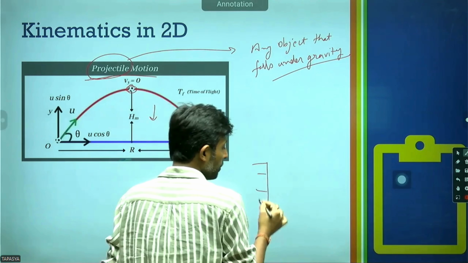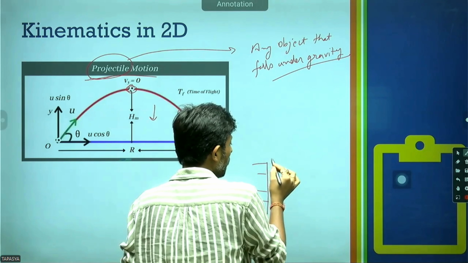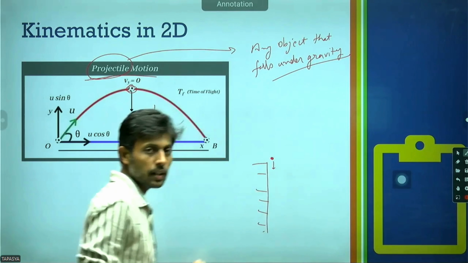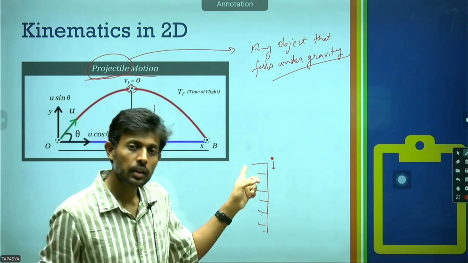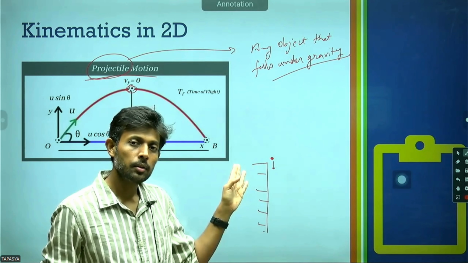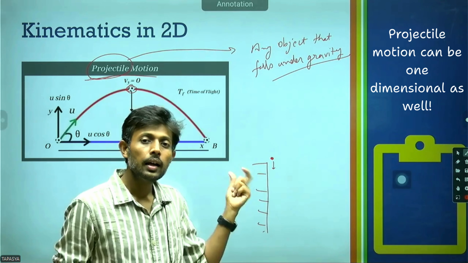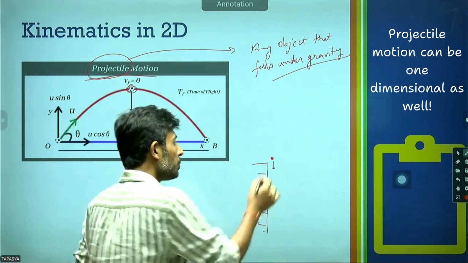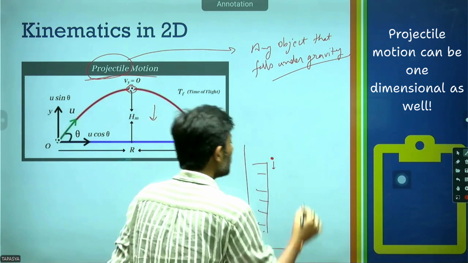So we have a big building. From the top of the building, I drop a ball downwards in this direction. Is this a projectile motion? An example of projectile motion? It is also an example of projectile motion. And this kind of motion, you know how to deal with it.